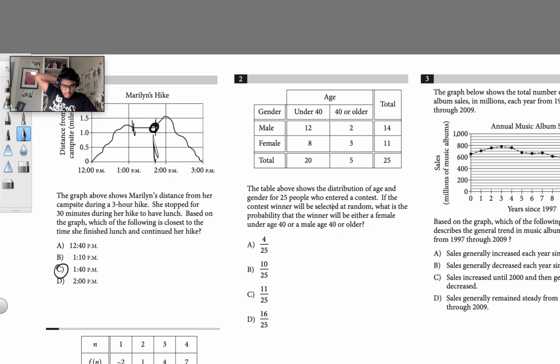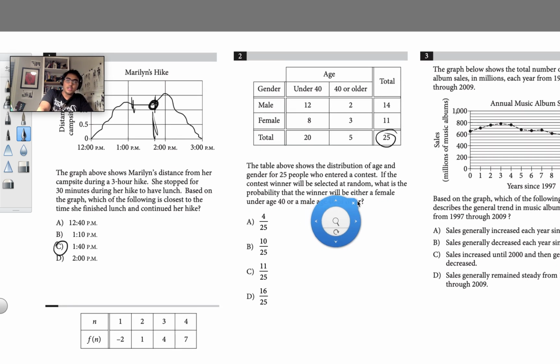Question 2. The table above shows the distribution of age and gender for 25 people who entered the contest. If the contest winner will be selected at random, what is the probability that the winner will be either female under age 40 or male age 40 or older?